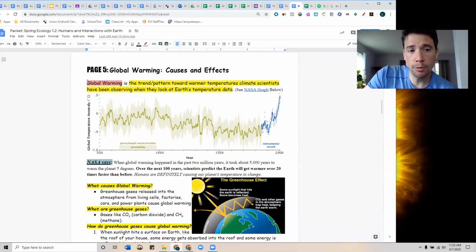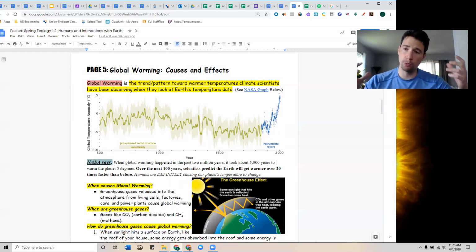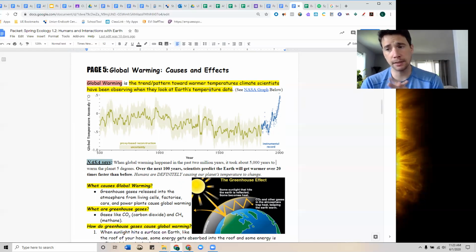So check it out. Global warming, as a definition, is the trend or pattern towards warmer temperatures climate scientists have been observing when they look at Earth's temperature data. So there are scientists that dedicate their whole life to understanding the weather and the climate of the Earth, so that way we can make better decisions. That's their whole job, is that they look at data of the temperature of different areas of the Earth and the history of the Earth, and they try to tell us sort of what's going on and what could go on in the future.